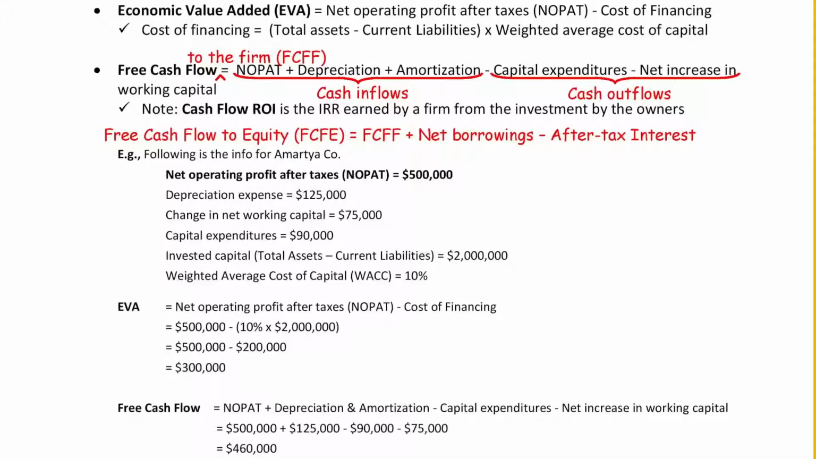Then you have free cash flow, and this one is free cash flow to the firm, so FCFF. We're going to start with net operating profit after tax, add back depreciation and amortization, and subtract any capital expenditures or net increase in working capital. So that's 500 plus 125 minus 90 and minus 75, which gives us $460,000 free cash flow to the firm.